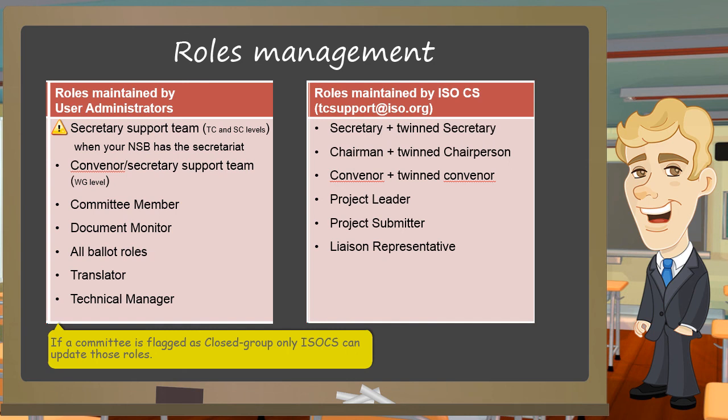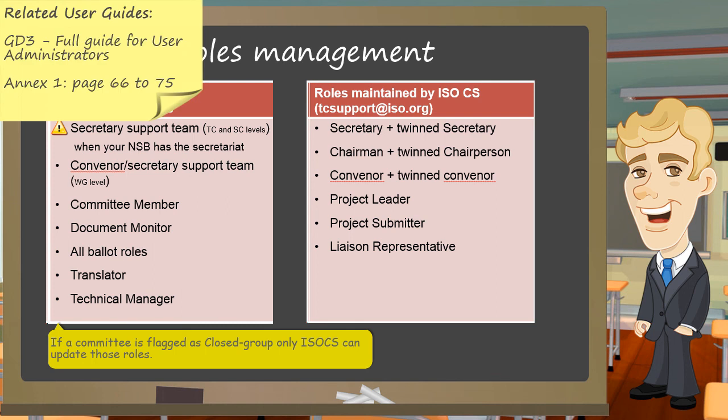The roles maintained by ISO/CS are Secretary and Twin Secretary, Chairman and Twin Chairman, Convener and Twin Convener, Project Leader, Project Submitter and Liaison Representative. If you want to add, edit or remove those roles for a person, you must contact tcsupport@iso.org. If you are unsure of the role definitions and associated permission settings, please view Annex 1, page 66 to 75, of the GD3 Full Guide for User Administrator.